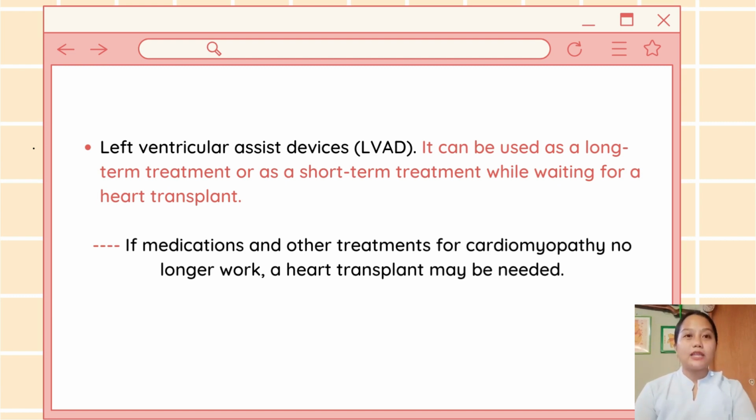So kapag lahat ng medication na ginamit or ginawa or yung other treatment ay hindi na gumana sa may mga cardiomyopathy, kapag hindi na nag-work yon, last choice ay heart transplant.